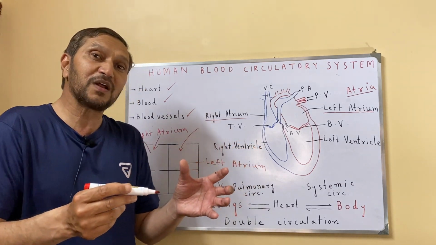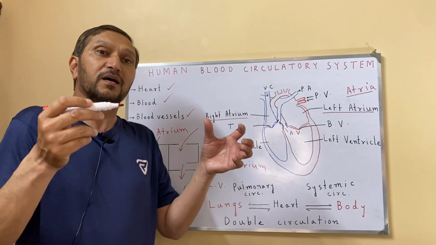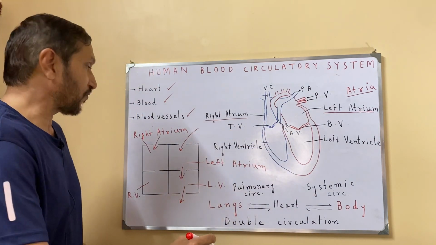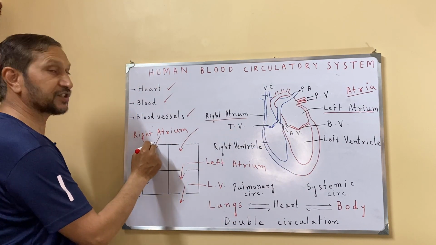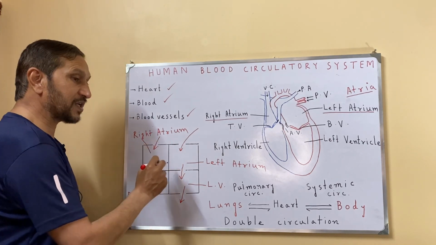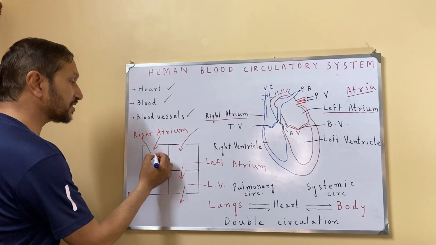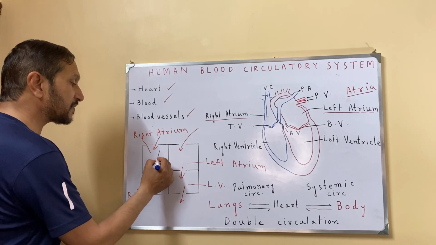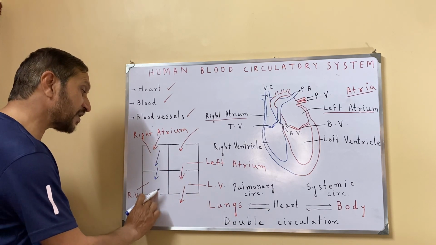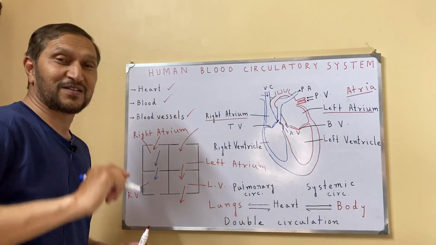Now this deoxygenated blood will be collected from all of the body by a system of veins, and these veins will open in the right atrium. So the right atrium will contain deoxygenated blood. So the right atrium will receive deoxygenated blood, and now deoxygenated blood from the right atrium will enter into the right ventricle, and from the right ventricle, as this is deoxygenated blood, it should be sent to the lungs for oxygenation.